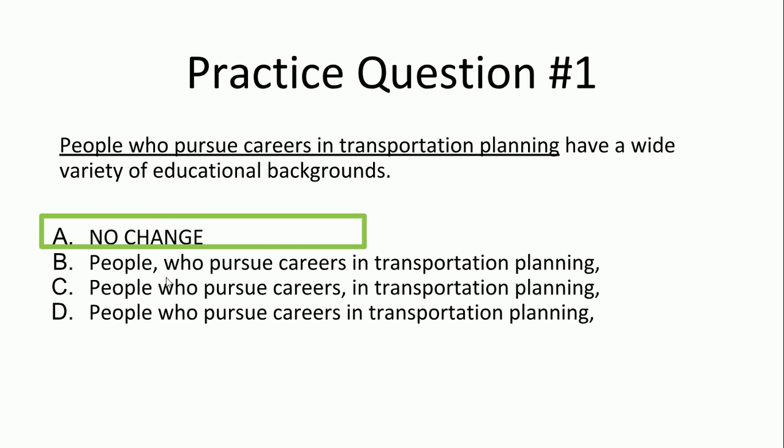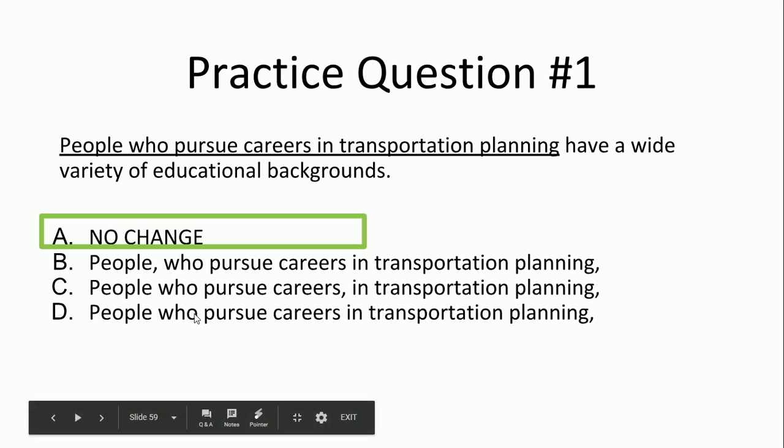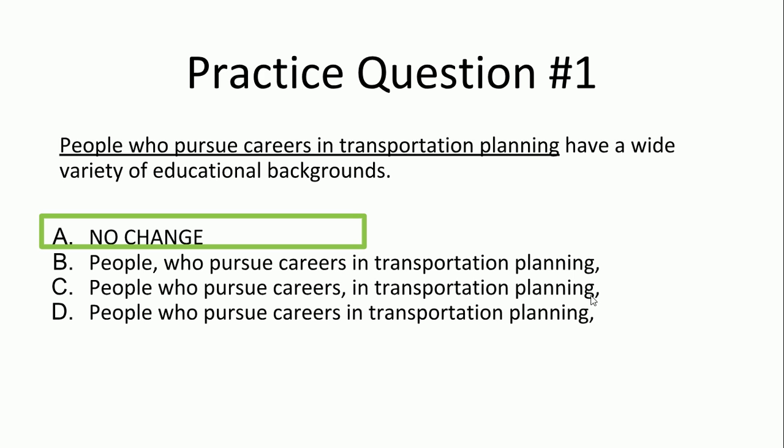Then C, people who pursue careers in transportation planning, again, we're trying to offset information. This is not non-essential information. Without it, the sentence doesn't make sense. Can't do it. And then finally down here, people who pursue careers in transportation planning, comma, have a wide variety.